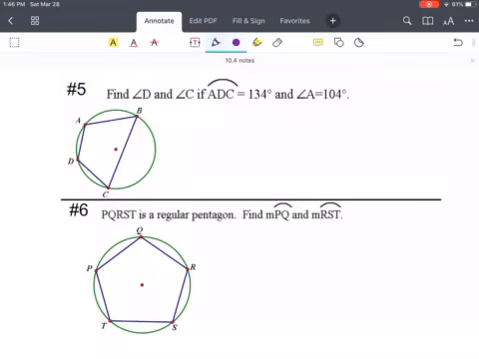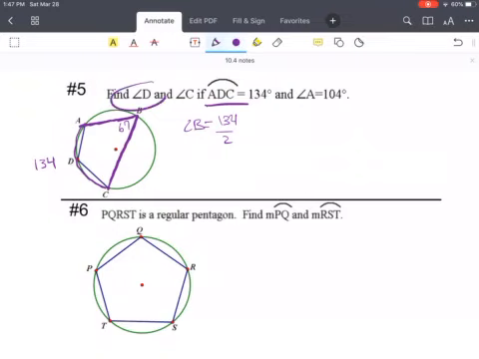Number 5 has some overlapping arcs that we have to pay attention to here. First off, we have arc ADC. So remember, that means you have to start at A, go through D, and then over to C. So this arc is 134 degrees. That arc is intercepting with this chord and this chord, which means I can now find the measure of angle B, because angle B is an inscribed angle. So the measure of angle B has got to be 134 divided by 2.